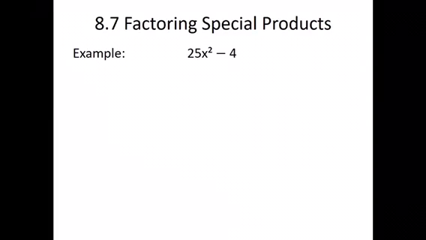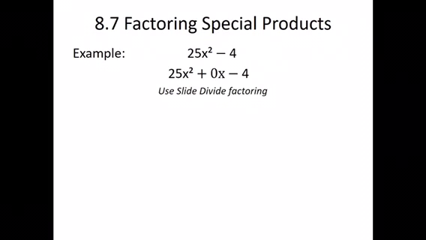So for the first example, we've got 25x squared minus 4. In order to factor this like a normal trinomial, we need to turn this into a trinomial. Well, right now we have ax squared plus c, or minus c in this case, and we're missing the bx term in the middle. In order to be able to factor this using slide, divide, bottoms up factoring, we need to add in the middle term. So we'll put a 0x in the middle. So we've got 25x squared plus 0x minus 4.